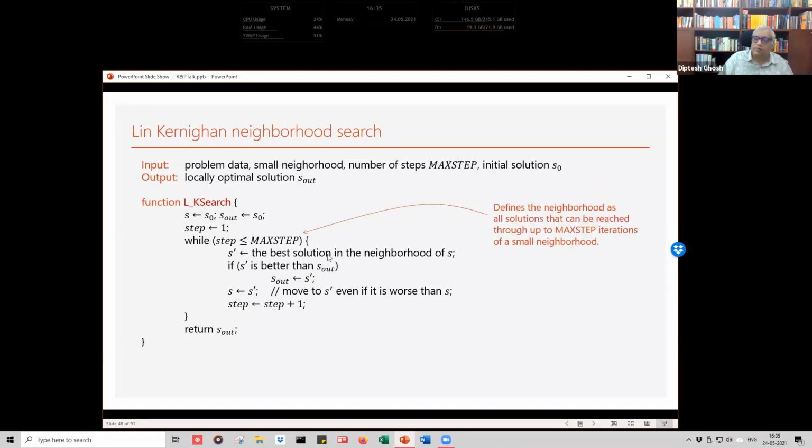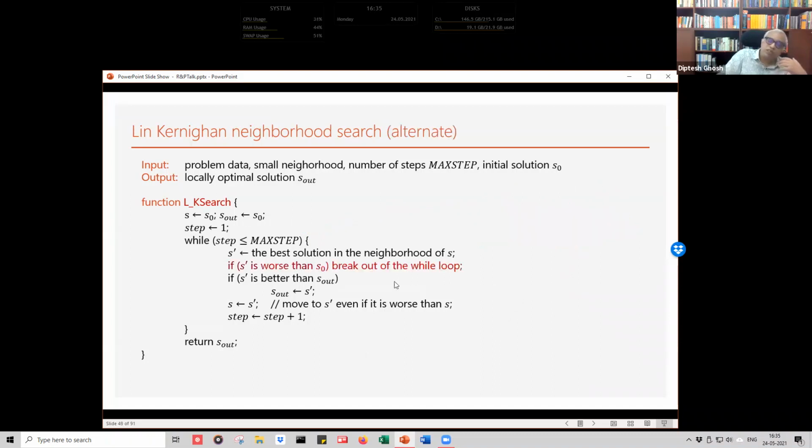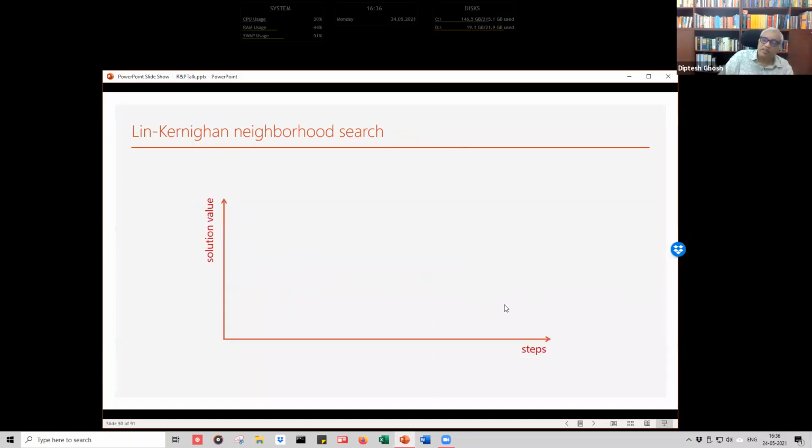And here, this is something that we have talked about. It defines the neighborhood as a solution that can be reached through up to max step iterations. Now, sometimes people say that if the solution that I've got is worse than whatever I started out with, you break. This is something that people occasionally use to make sure that the solution that you're getting is not too bad. It does not go to too bad a region.